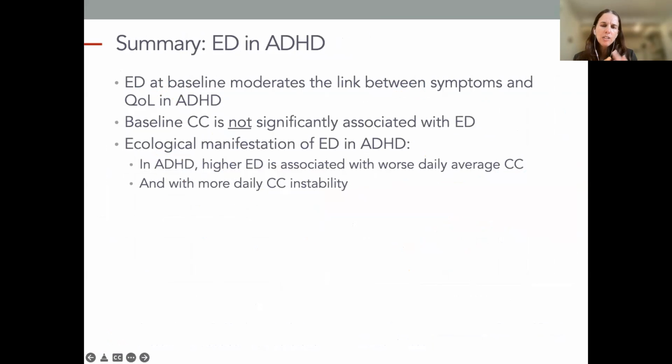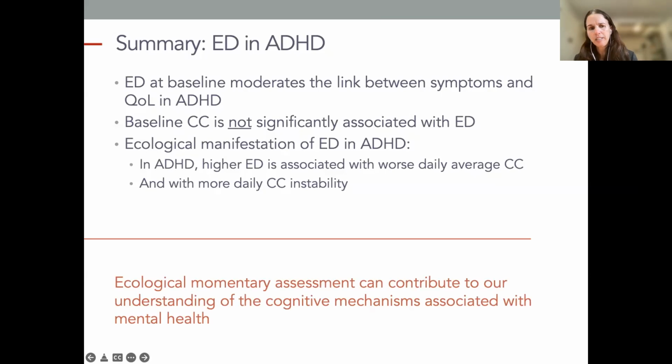So I'm getting to the end of my talk and the end of my time here. I'm just going to conclude and say that what we found is actually this nice, again, ecological demonstration of the contribution of cognitive control, not at baseline, as I told you, as this can change and be rather inaccurate, but rather during EMA or ecological assessment of cognitive control, where higher emotion dysregulation seems to be associated with worse daily average of cognitive control and with more instability in cognitive control.